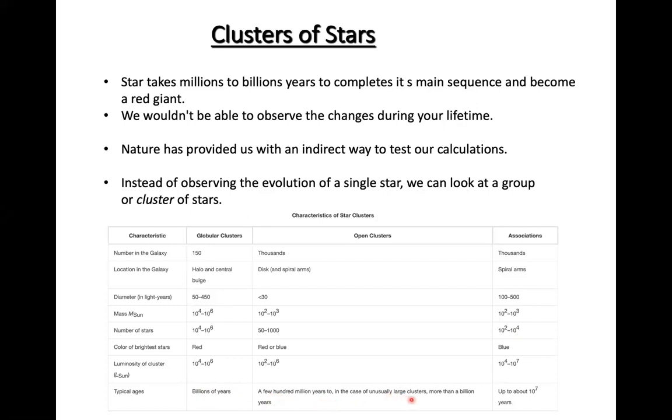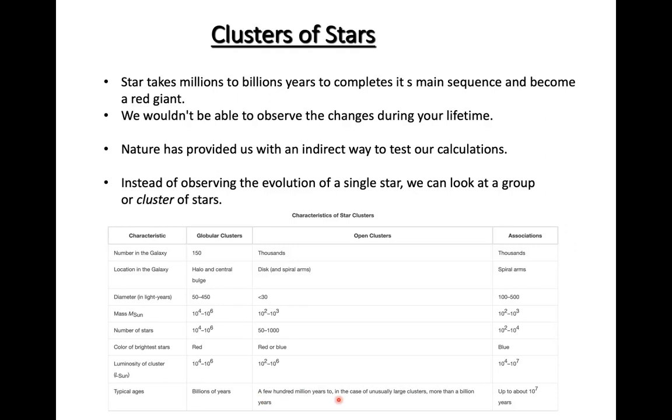They have unusually large clusters, and in the case of unusually large clusters, more than a billion years. So there are some clusters that are very old, but on average, they are young clusters. Right? They don't have that much age, right? So these are the basic properties of globular clusters and the open clusters. So I will actually explain this further now.